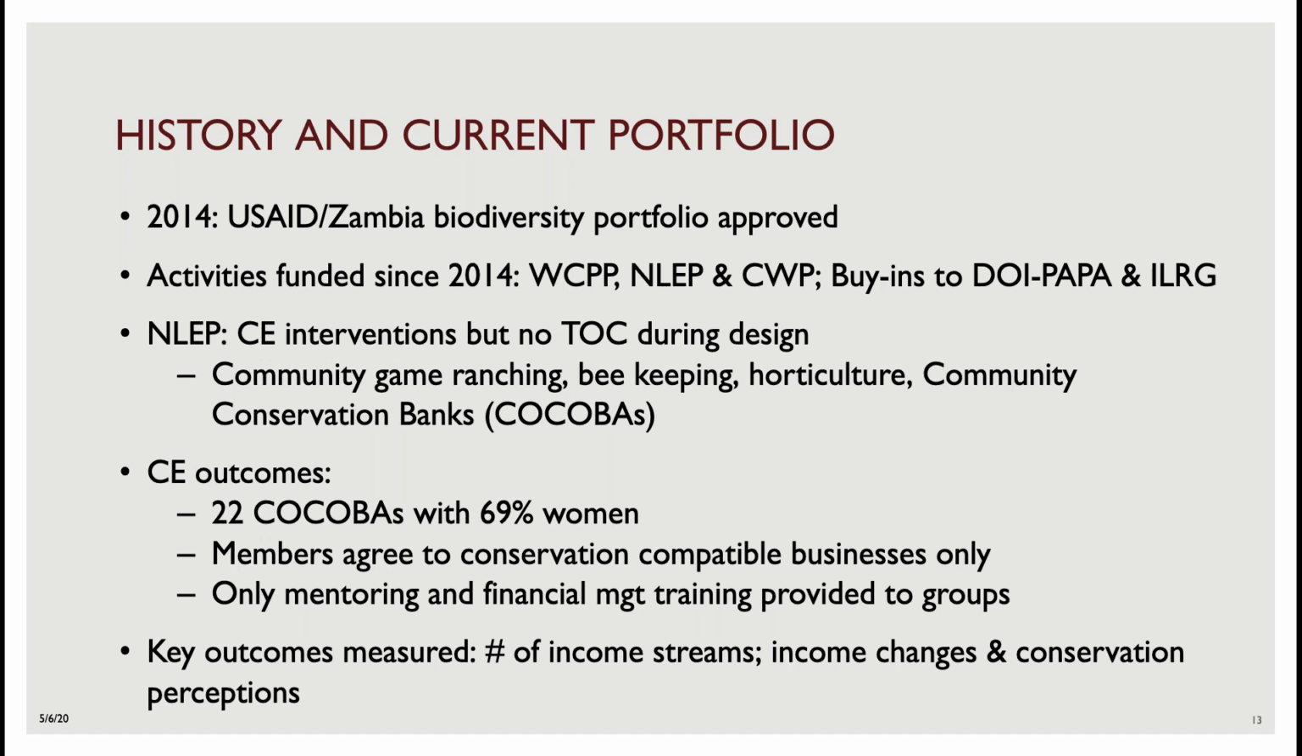In terms of the activities supported under biodiversity, we receive 3 million every year of biodiversity funding, and we have a 25% earmark for combating wildlife trafficking. For the activities that we have implemented since 2014, we've had 3 main activities, and all of them had law enforcement and capacity building interventions, and only one of them had conservation enterprise interventions. And this is the North Luangwa Ecosystem Project.